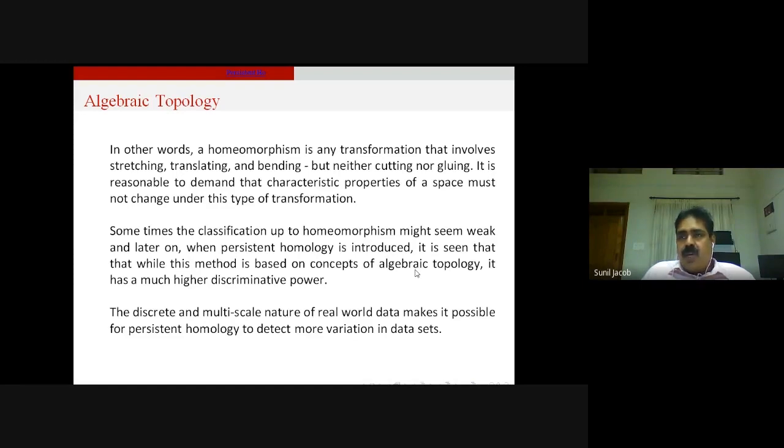Therefore, what we need is a much higher discriminative power. Even though we want to distinguish between two homeomorphic images, the homeomorphism type of transformation will not work. This type of invariance will not work. In many of these data analysis techniques, we need something more than this. Therefore, this is not enough for us. There is a tool called persistent homology to detect more variation in data sets. That is what persistent homology is.